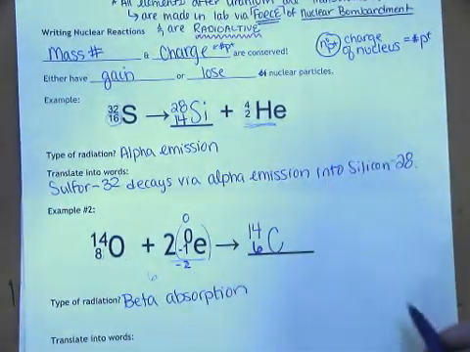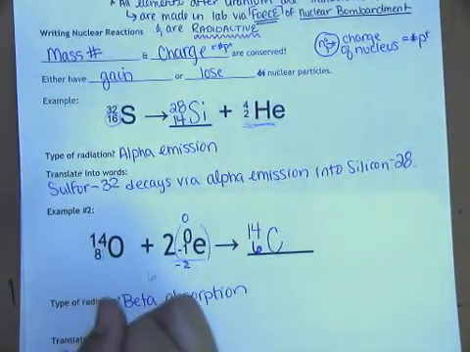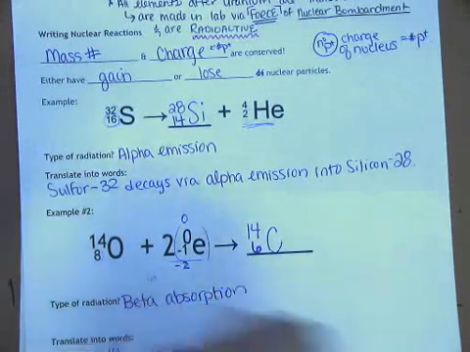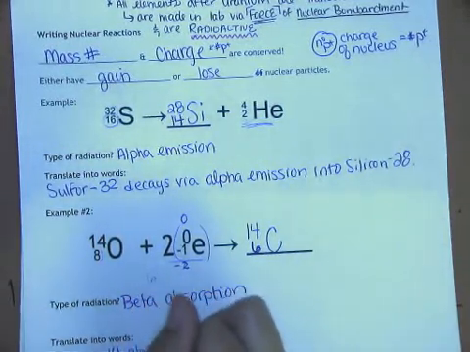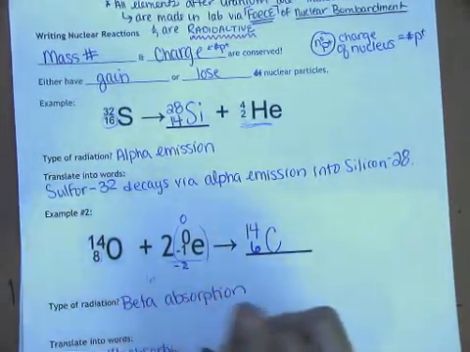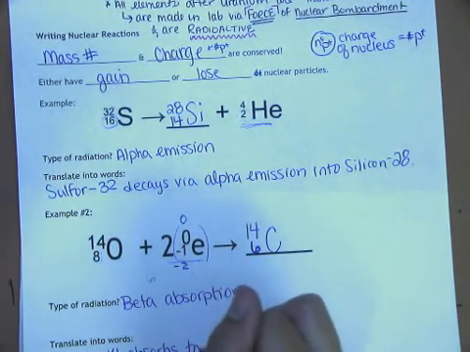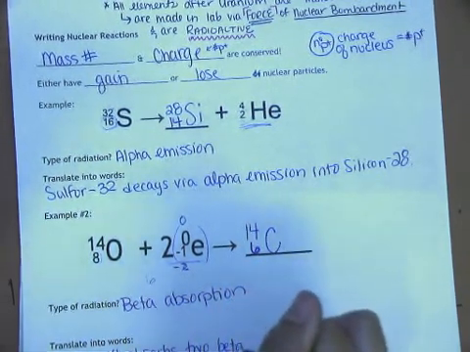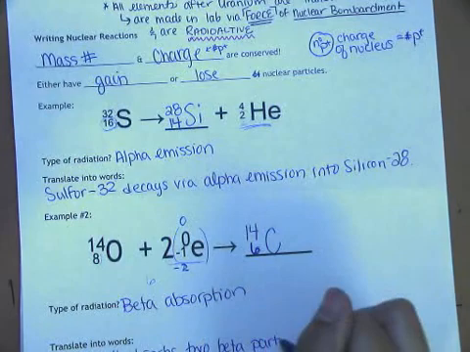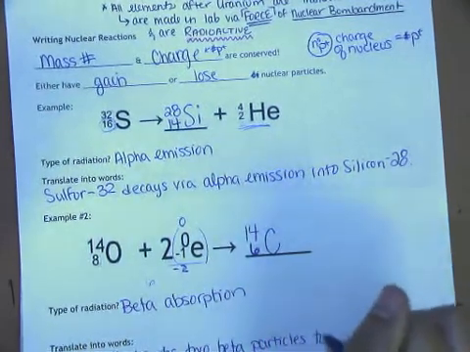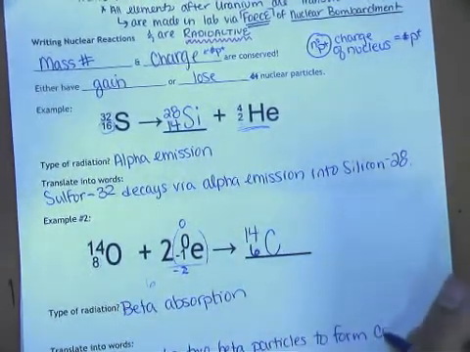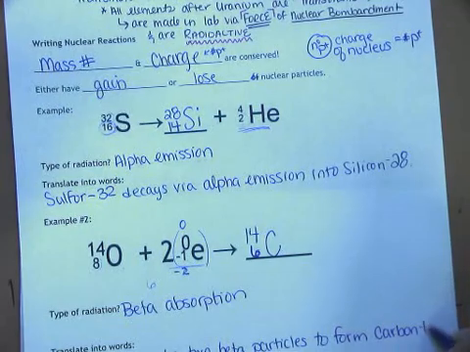So to translate this into words, oxygen 14 absorbs 2 beta particles to form carbon 14.